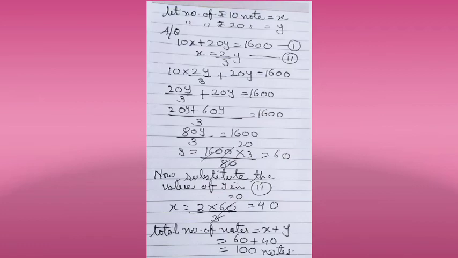So what is equation 2? Equation 2 is x is equal to 2/3y. So 2 into, the value of y is 60, so 60/3, and when we solve it, we will get 40. So the total number of notes is equal to x plus y, and x is 60 and y is 40. So the total number of notes is 100 notes. Now next, question number 22.